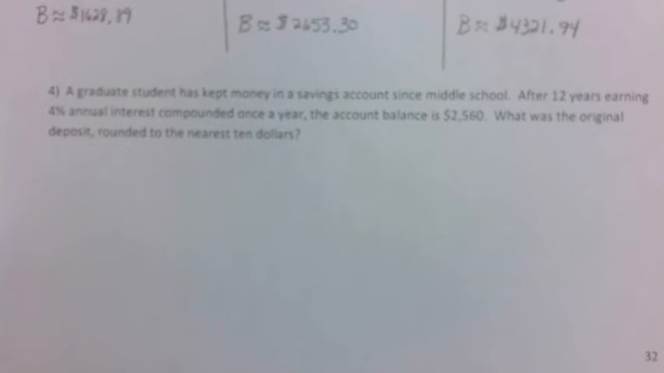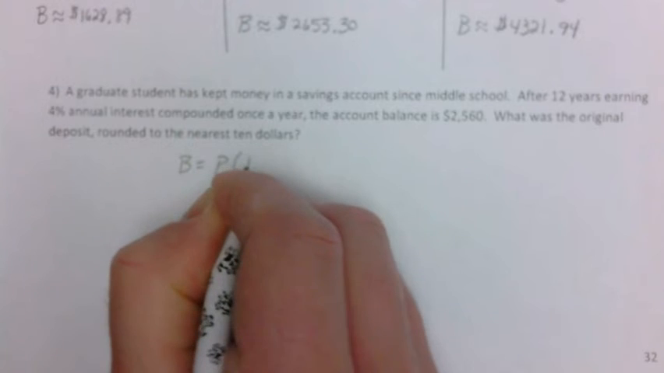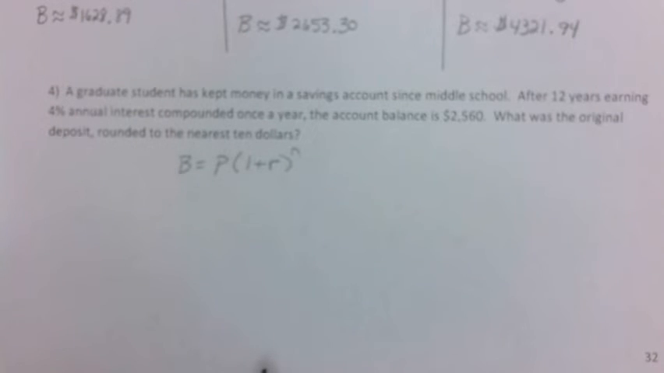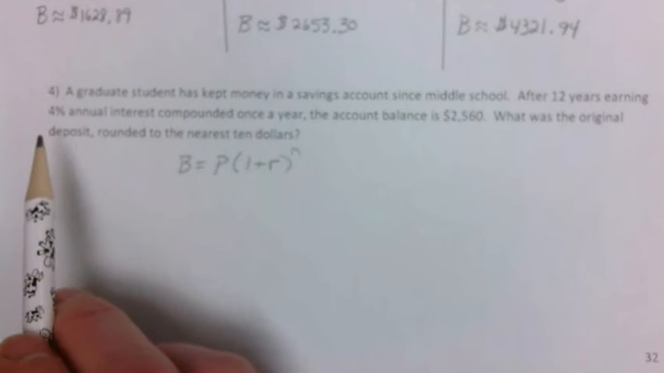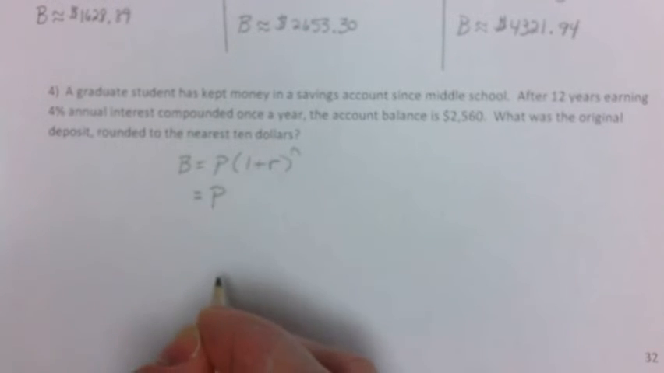In example 4, we're told that a graduate student has kept money in a savings account since middle school. After 12 years earning 4% annual interest compounded once a year, the account balance is $2,560. What was the original deposit rounded to the nearest $10? Okay, so we'll start by using our compound interest formula. B equals P times 1 plus R raised to the nth power. All right, and they want to know what was the original deposit. So we're looking for the principal in this example. So I'm going to put P for the principal.